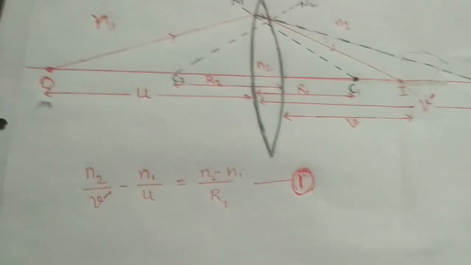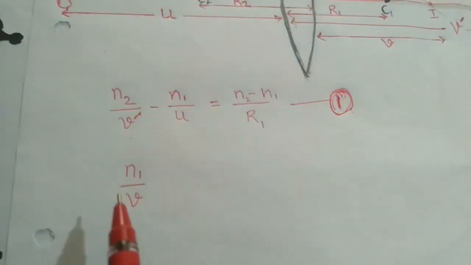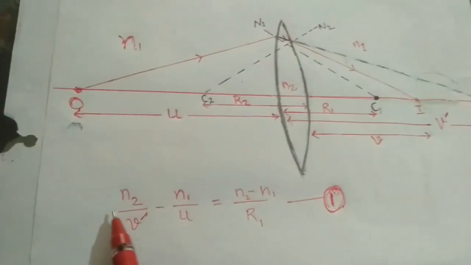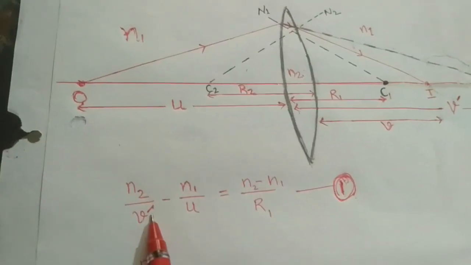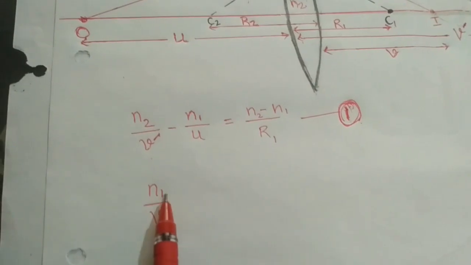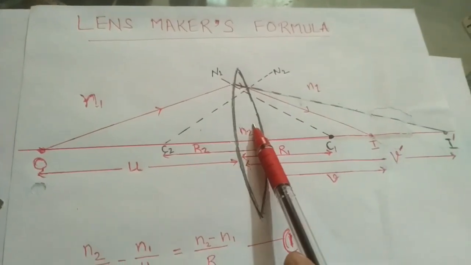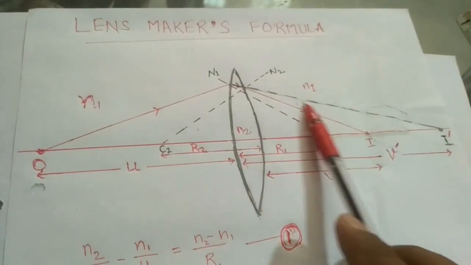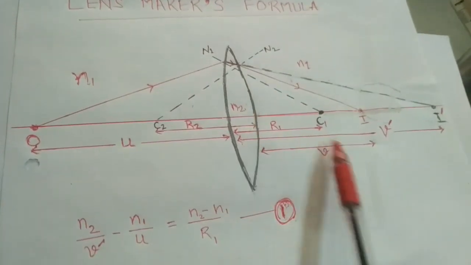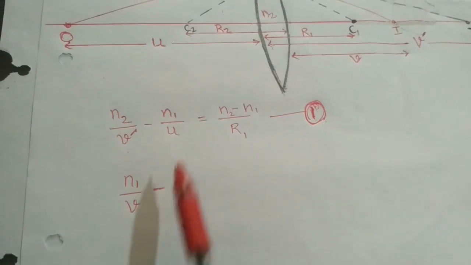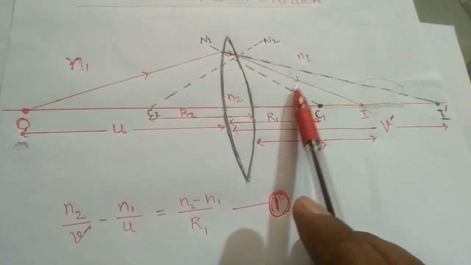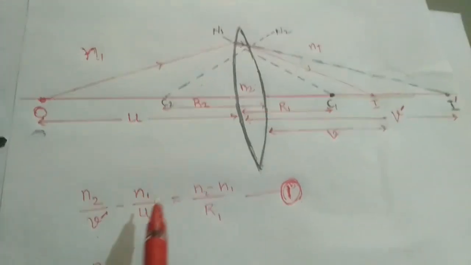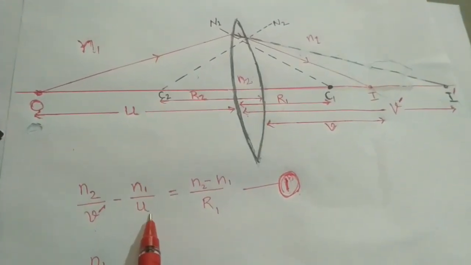So let's write that first. See here, N1 by V. Here it was N2 by V dash. N2 means second medium. V dash means image distance. Here N1 means second medium because light is going from here to here. So N1 is now the second medium here, and the image distance is V. This one. Minus N1 upon U. N1 means first medium. In this case, the first medium is N2, and N1 upon U means object distance.